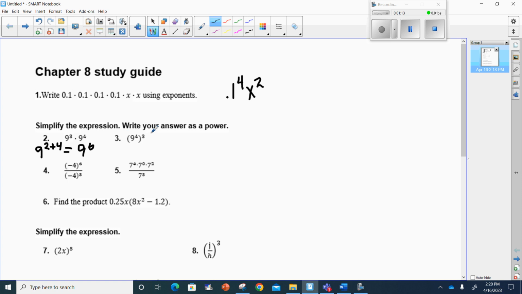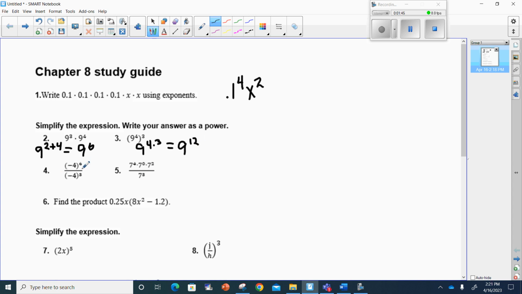All right, let's go ahead and go to number 3. Number 3 says we got 9 to the fourth power to the third power. This is a power to a power. So with the power properties, we multiply. This is equal to 9 to the fourth power times the third power, and that's going to be equal to 9 to the 12th power.